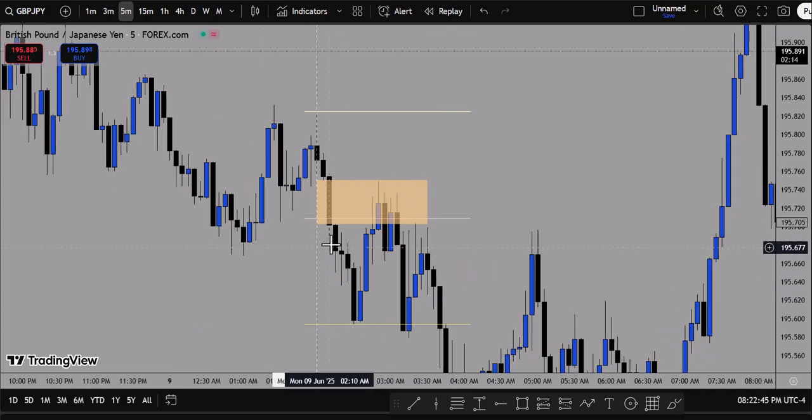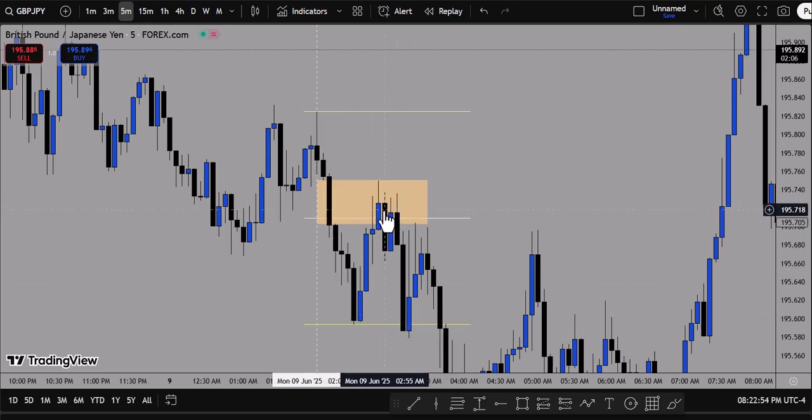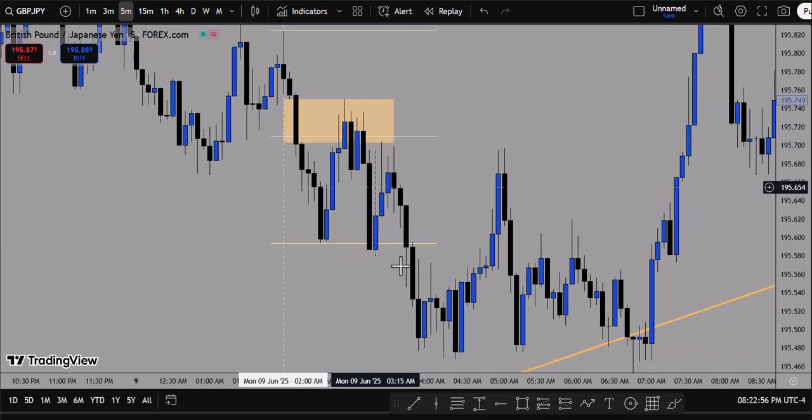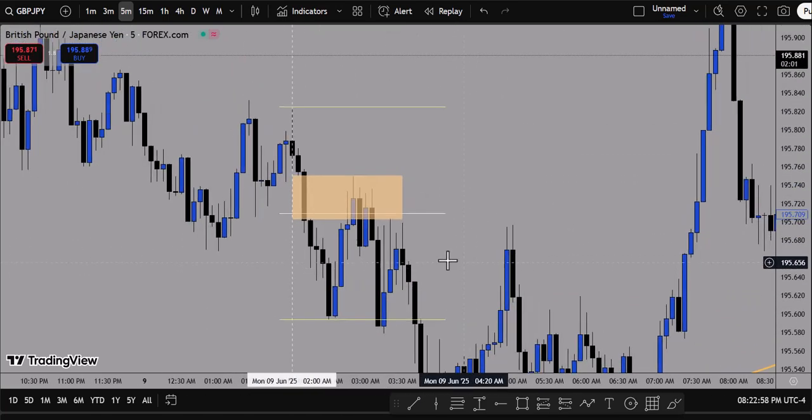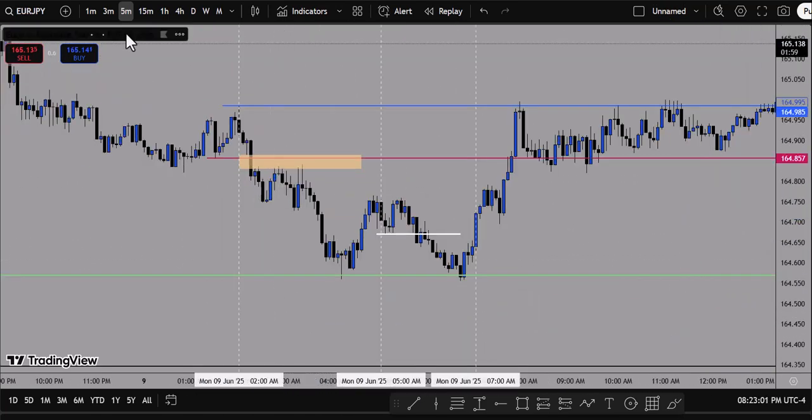So after that, once price broke structure, I started looking for an entry, and I like the fact that we formed an FVG here. So once this FVG formed, I wanted price to come all the way up, fill the FVG, and then continue on the downside. So that was what I wanted to see. So let's check GBP and Euro JPY.